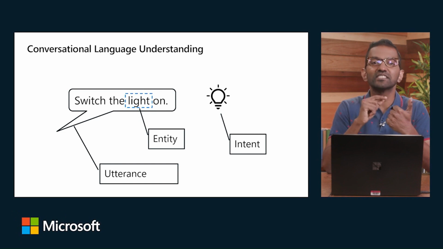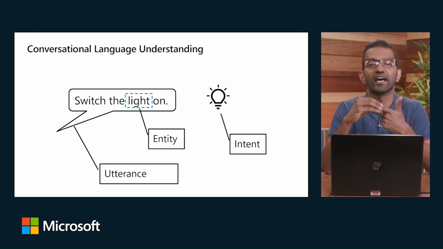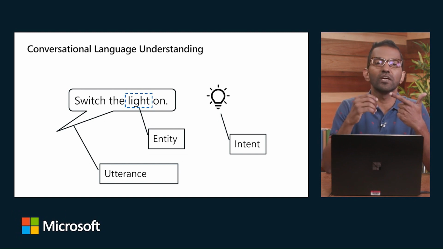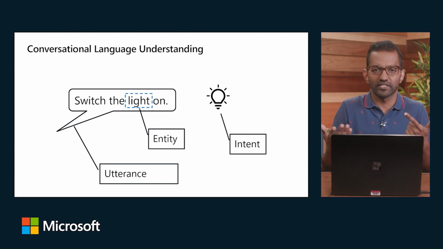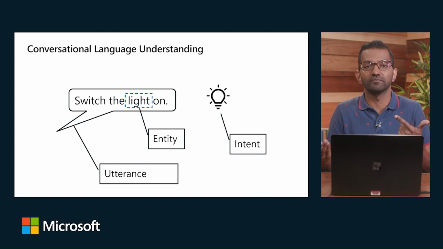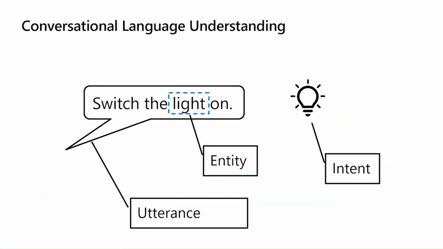Entities. Entities are specific items that are referenced in an utterance. For example, a language model for a home automation application might recognize household devices, such as a light or a fan. And finally, intent. Intent identifies the desired action or the goal of an utterance.